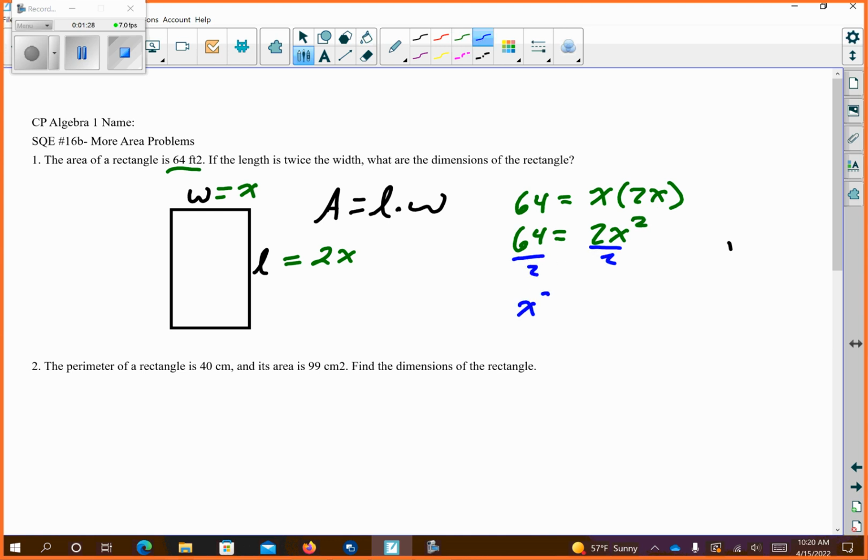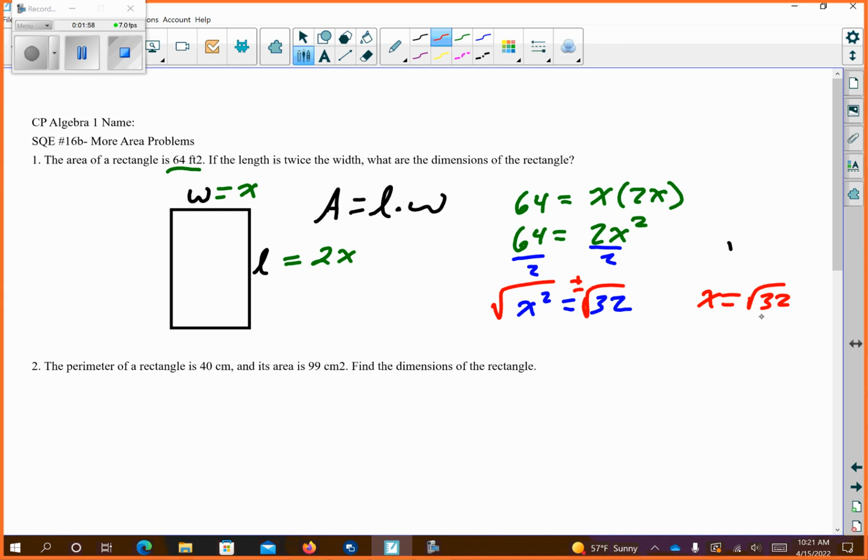So then I'll divide each side by 2. So I find that x squared is equal to 32. And how do I solve that? Square root both sides. Now, friends, when I do the square root of both sides, remember I kept telling you, don't worry, make sure you take care of the plus minus. But because it's a length or a width, would we ever have a negative width or length? No. So I get x is equal to the square root of 32.